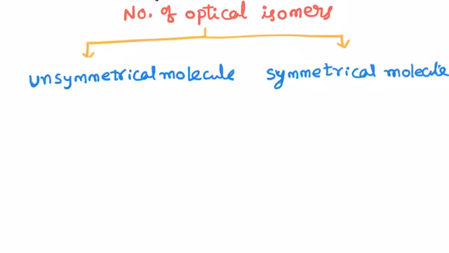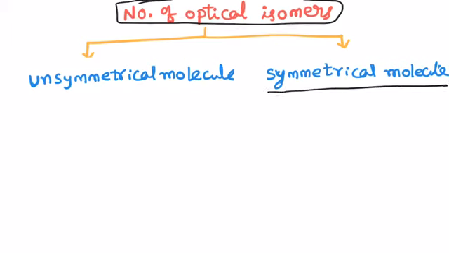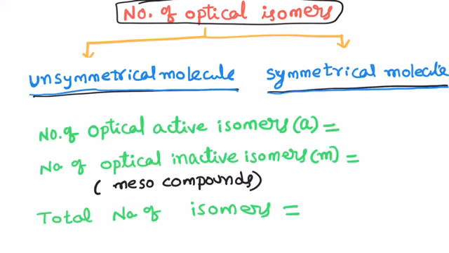To find out the number of optical isomers, we have to divide molecules into two types: symmetrical molecule and unsymmetrical molecule. What is a symmetrical molecule? A molecule that is divided into two equal halves. An unsymmetrical molecule means the molecule is not divided into two equal halves. First, I will give the formula for the unsymmetrical molecule.